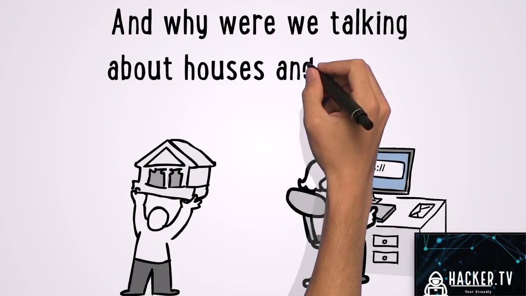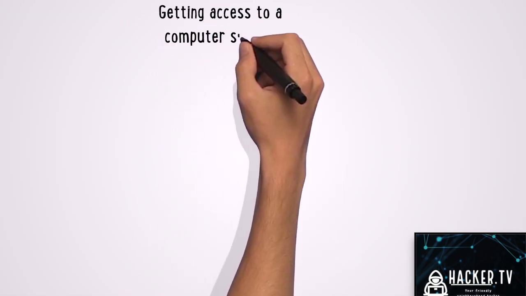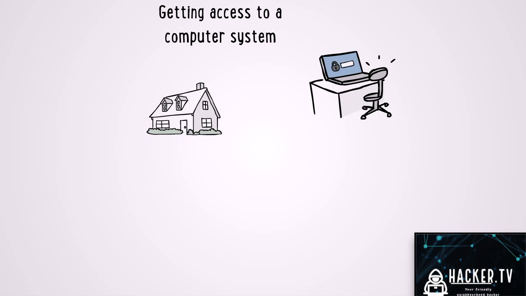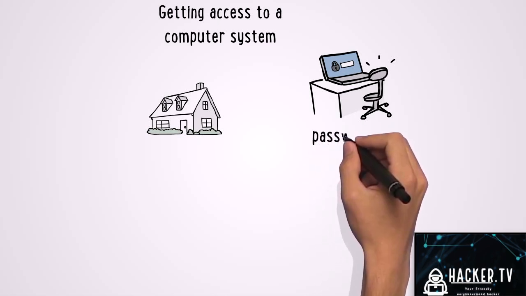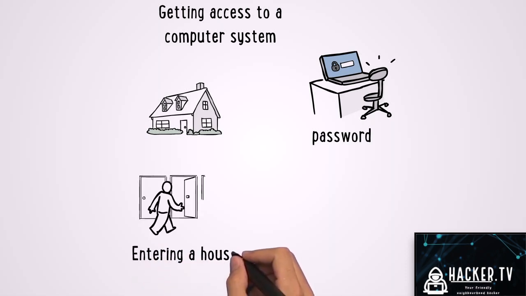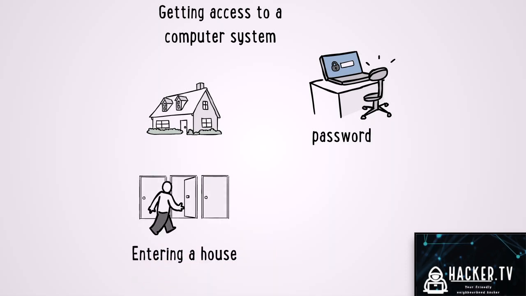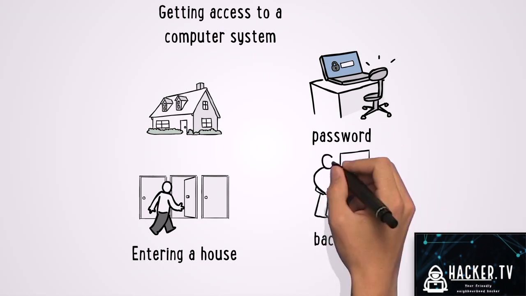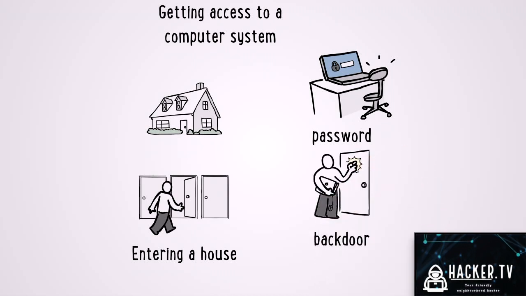And why were we talking about houses and doors? Well, getting access to a computer or a network can be thought of as something similar to entering a house. If you have the right access, you will log into the machine with the correct credentials, just like entering the house through the front door. If you do not have the right access, you'll use something called a backdoor to access the computer, just like someone sneaking into the house through a back door.